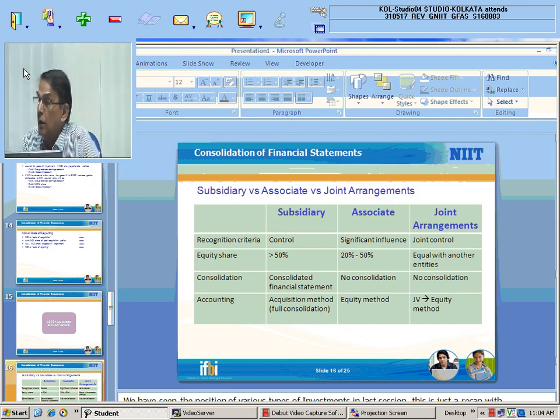shareholding with another entity. In case of a subsidiary, there is a requirement of consolidated financial statements. For an associate, no consolidated financial statement is needed, and for joint arrangements also no consolidation is required. Accounting, for a subsidiary it will be the acquisition method, full consolidation. For associates it will be the equity method, and for joint arrangements it will be again the equity method. So we will be discussing the equity method now because we have already talked about the acquisition method, that is full consolidation in the case of a group involving a parent and subsidiaries.